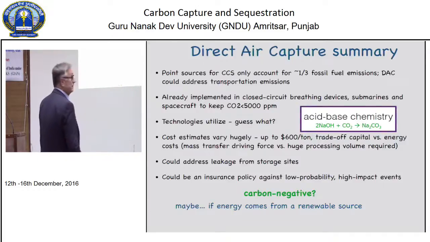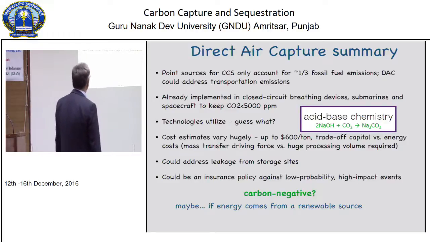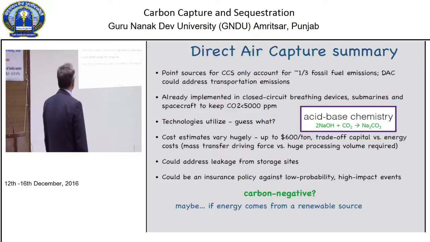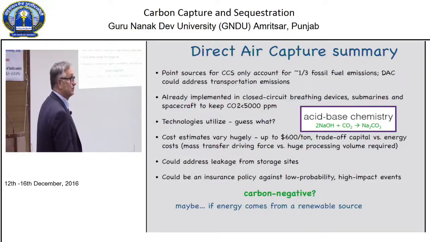So the direct air capture summary is that the point sources account for 1/3 of our fossil fuel. The direct air could address them all. It already works. We know it works. We know what technologies to utilize, and that's acid-base chemistry. The cost estimates vary a lot. So without a carbon price, it's probably not going to be feasible. And we could address leakage. Could be an insurance policy against low probability events. And whether it's carbon negative or not is maybe. And that depends on the source of energy, the renewable source, from which you get it.